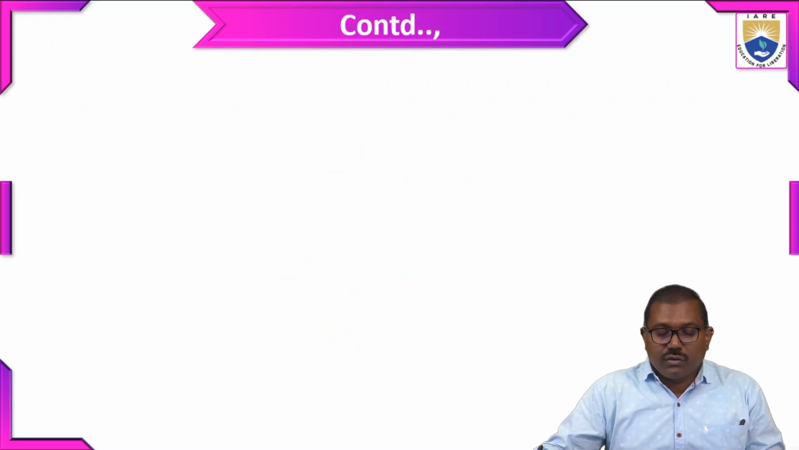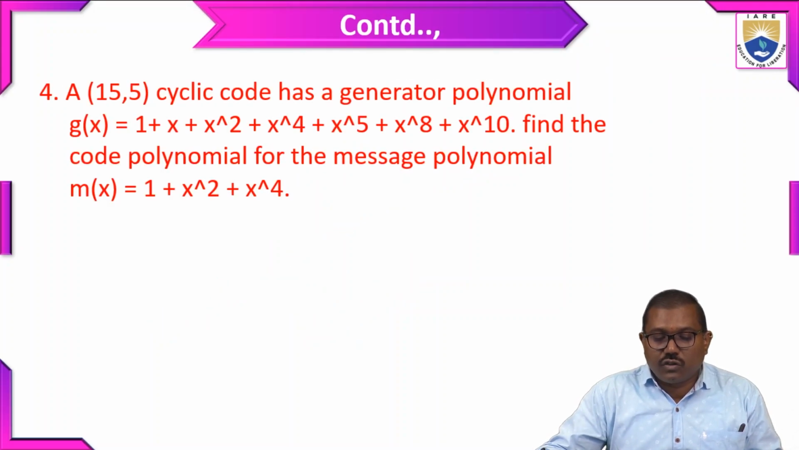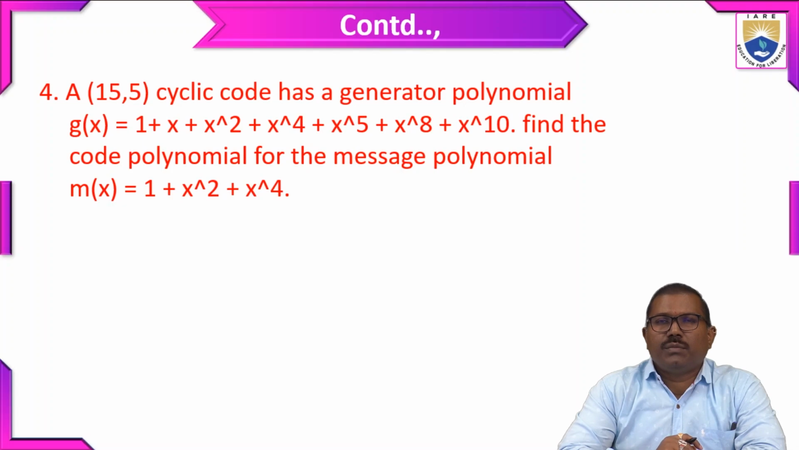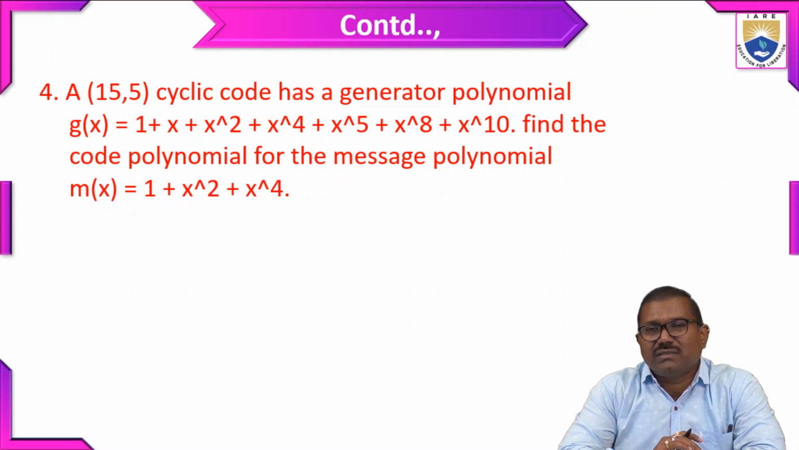Okay. Now coming to the fourth one. So this is a little bit large. A 15,5 cyclic code has a generator polynomial g of x equal to 1 plus x square, x to the power 4 plus x to the power 5 plus x to the power 8 plus x to the power 10. Find the code polynomial for the message polynomial m of x equal to 1 plus x square plus x to the power 4.